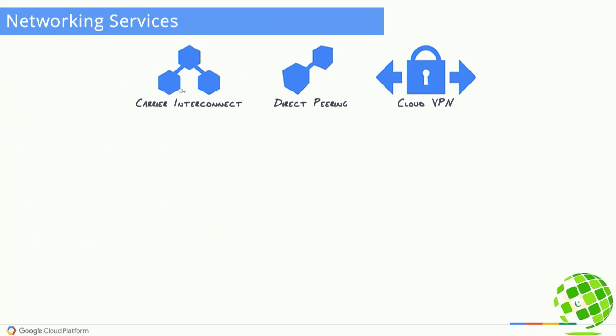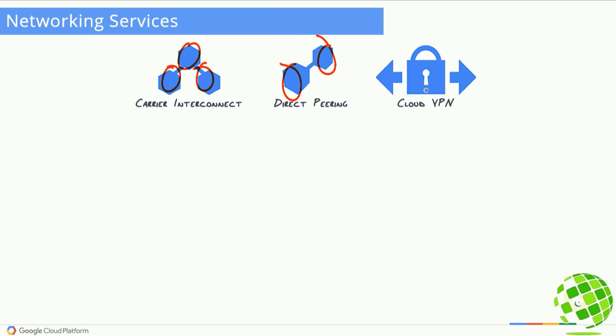Carrier Interconnect, for instance, allows us to use enterprise-grade connections to connect our infrastructure to Google through a service provider. So literally you, service provider, Google. There's also direct peering, which allows you to get right on to Google's infrastructure by connecting your infrastructure to their edge network. So literally you, Google.